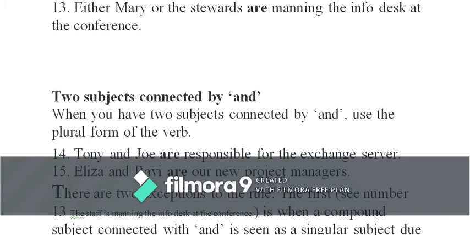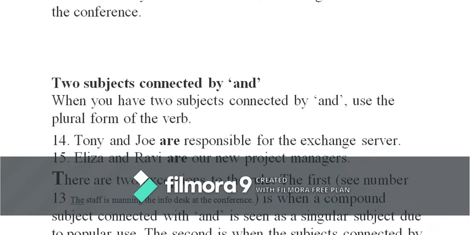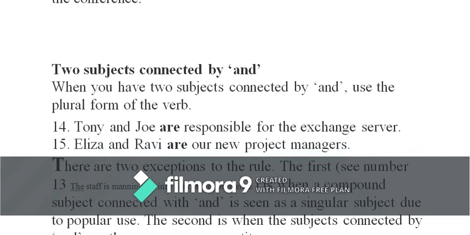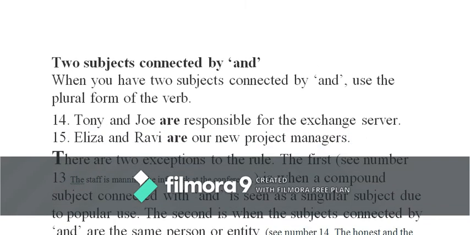Next example is Eliza and Ravi are our project managers. If I am doubtful, I will replace Eliza and Ravi with the pronoun they, and I'll try completing. They are our project managers. Yes, it makes sense. I bring the names back. Eliza and Ravi are our project managers. So that is one strategy of substituting with the pronoun to check how it works.